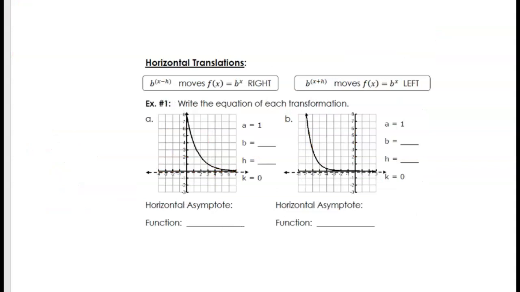Let's try some horizontal translations. So first step is to find the horizontal asymptote. What is the equation for it? Y equals 0. I love that you're not just telling me 0. It's an actual equation. This also happens to be the k value, but we're not shifting up or down, so that's why the k value is 0. What would be the next thing I find?